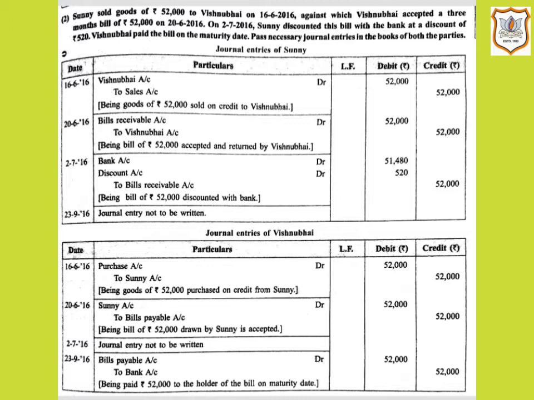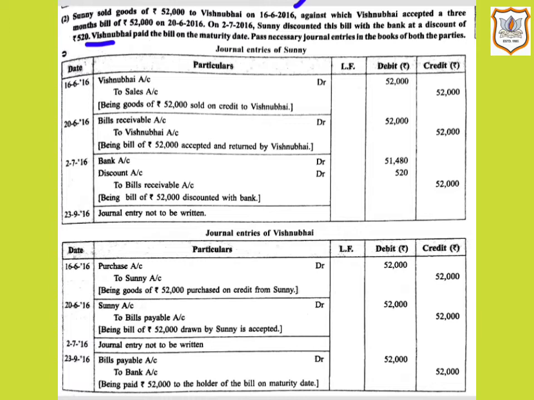Here is the question. Sunny sold goods of rupees 52,000 to Vishnu Bhai on 16th June 2016, against which Vishnu Bhai accepted a 3 months bill of rupees 52,000 on 20 June 2016. On 2nd July 2016, Sunny discounted this bill with the bank at a discount of rupees 520. Vishnu Bhai paid the bill on the maturity date. Pass necessary journal entries in the books of both the parties.